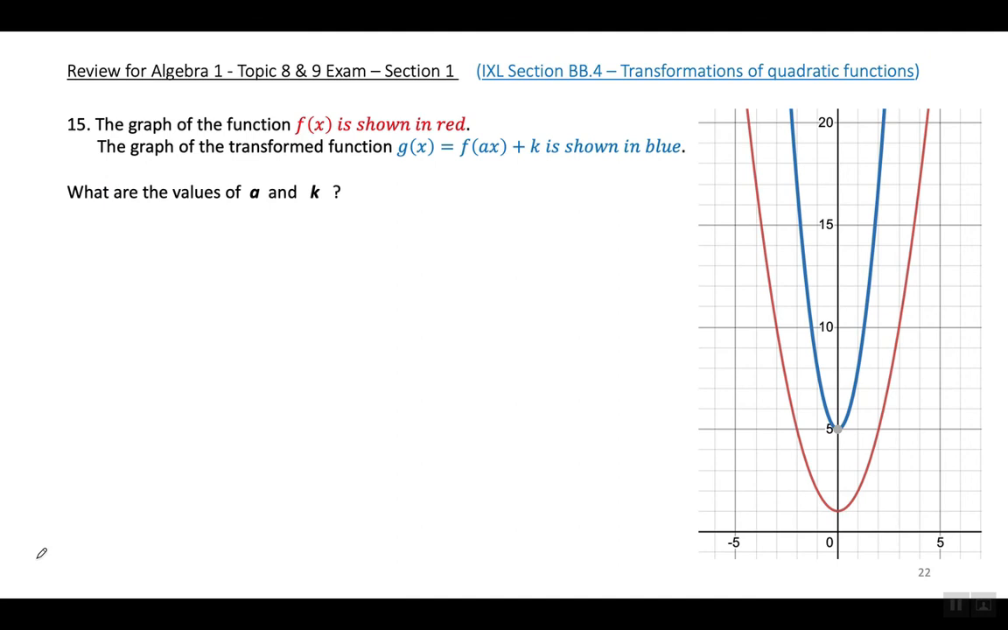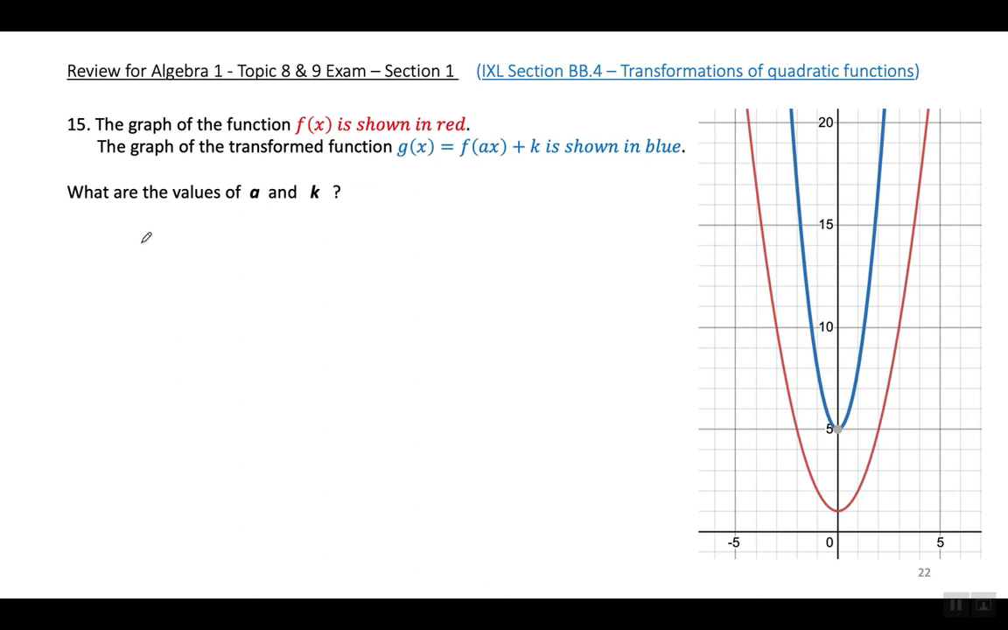Okay, question 15. It says the graph of the function f of x is shown in red and the graph of the transformed function g of x equals f of ax plus k is shown in blue. What are the values of a and k? Out of everything in section 1, this is the hardest one to explain, so this one definitely requires you to pay attention. I'm going to try my best to explain it.